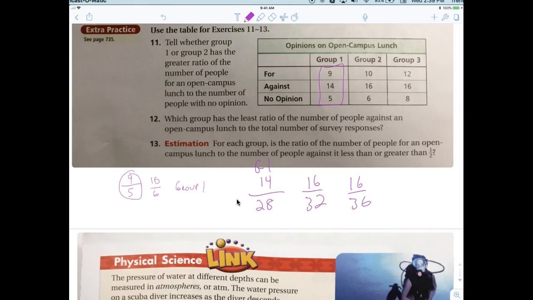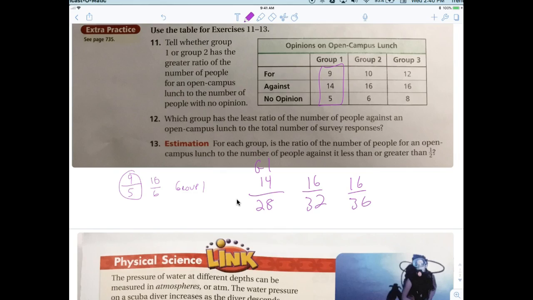Stop. Sorry. So I want you to tell me, what is 14 to 28? That's half. What is 16 out of 32? Half. So what would this be if it was half? It would be 16 to 32 if it was half. Yeah, but it's not. It would have to be 18.